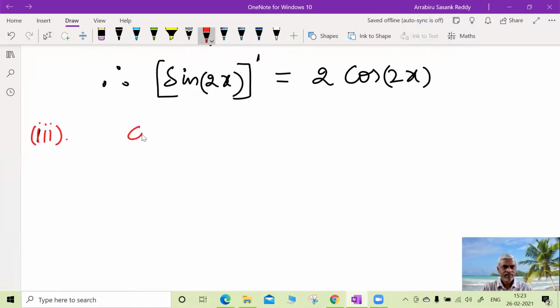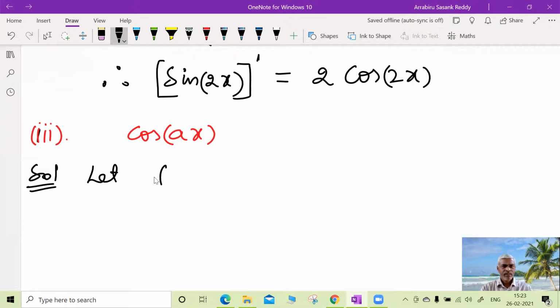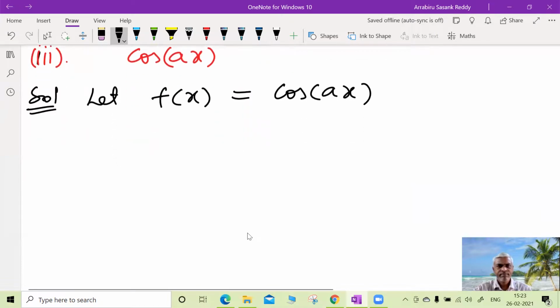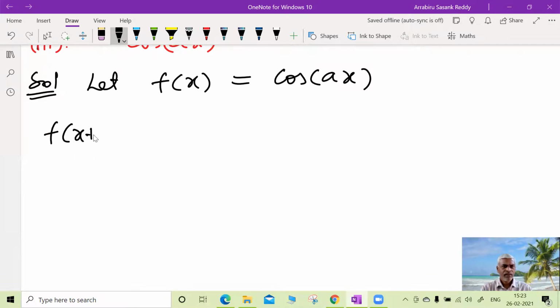Cos ax. Find the derivative of cos ax by using first principle. So let the function f of x be equal to cos ax. Now, let us find the value of f of x plus h minus f of x.